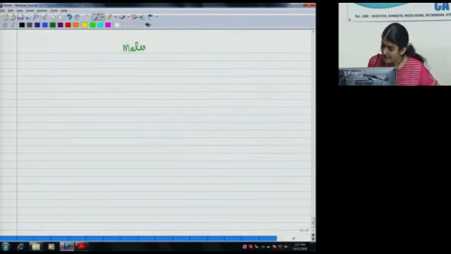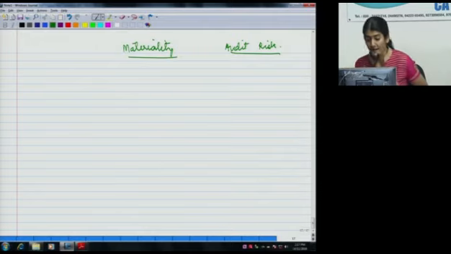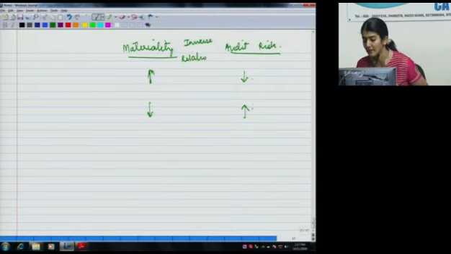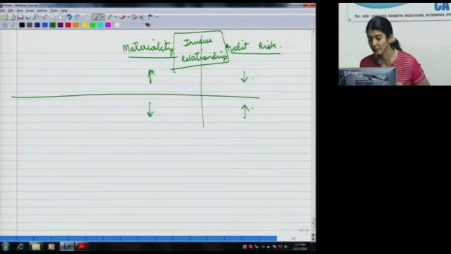It is said that there is an inverse relationship between materiality and audit risk. The concepts of materiality and audit risk are used throughout the audit, that is, in SA 315, 330, 450. Now, if materiality is high, audit risk is low. And if materiality is low, audit risk is high. So there is an inverse relationship between materiality and audit risk. The higher the materiality, the lower the risk. The lower the materiality, the higher the audit risk.